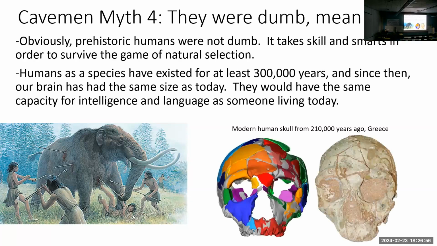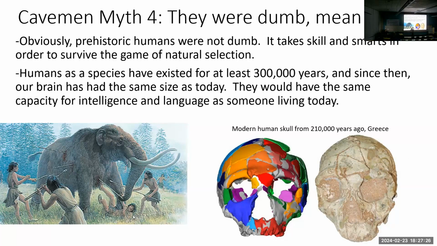And humans as a species have existed for at least 300,000 years. And at that point, our skull had the same shape as it does now. Our brain would have the same size as it does now. We were the same species back then as now. So if you took someone from then and looked at their skeleton, it would look the same as the skeleton of someone living today. So they would have the same capacity for intelligence and language as someone alive today, even though culturally they would have been different.